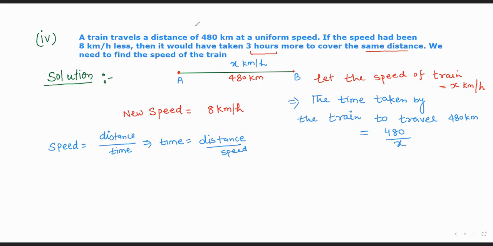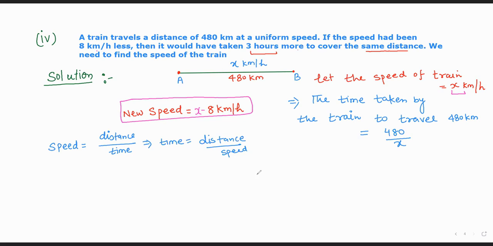Now see, the question says, if the speed had been 8 km per hour less. So the new speed is 8 km per hour less than the previous one. So previous one was x. So the new speed will be x minus 8. All right. So it is less than the previous speed. So this is our new speed. And the new time is, then it would have taken 3 hours more to cover the same distance.